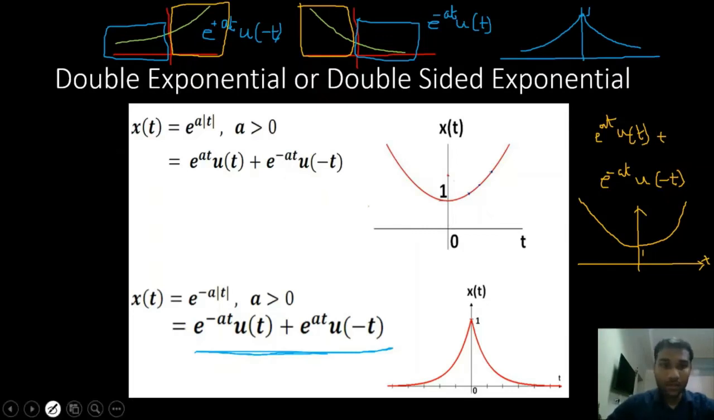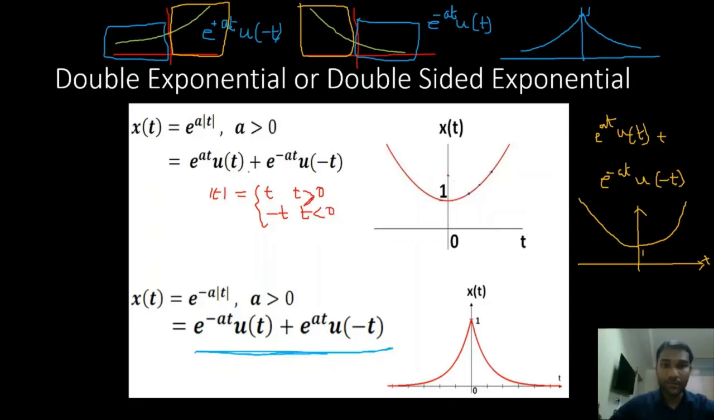So this signal here can be simplified into e power a mod t, right? That means mod t, if you want to substitute values of mod t, how can we write it? We can write mod t equals plus t for t greater than 0, and minus t for t less than 0.